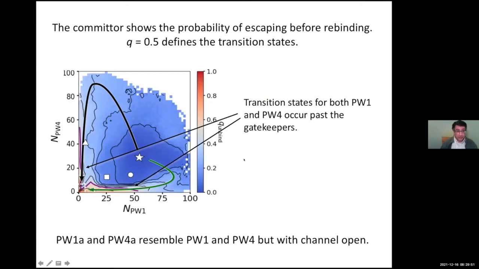We can look at where the transition states are along those pathways. Those are marked by the purple lines in this committer plot. What's actually really interesting is that the transition states are quite late in the process. So they're once the phenol has already gotten past the gatekeeper residues, which I don't think I would have guessed before doing the simulation. Okay, so that's pathways 1 and 4.